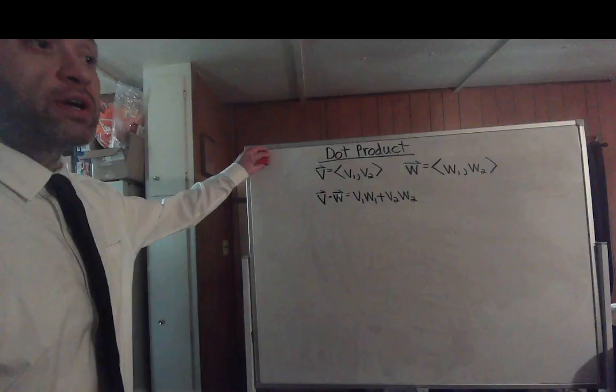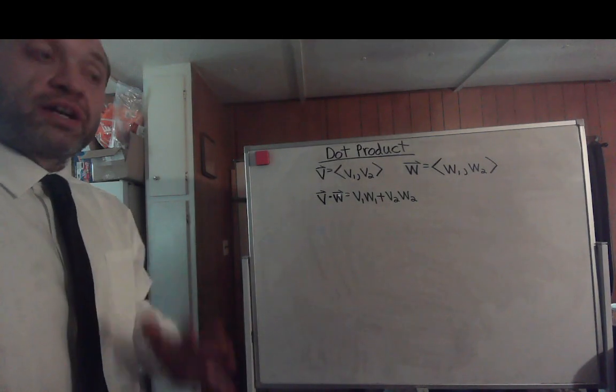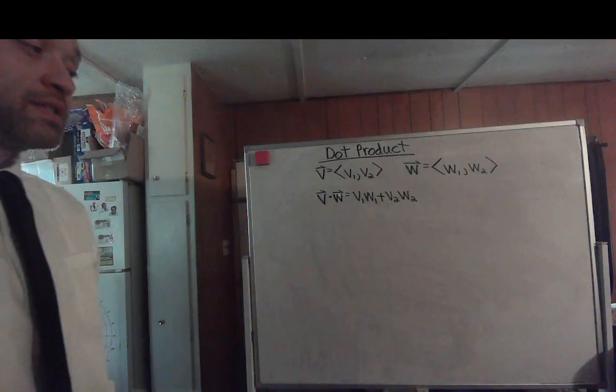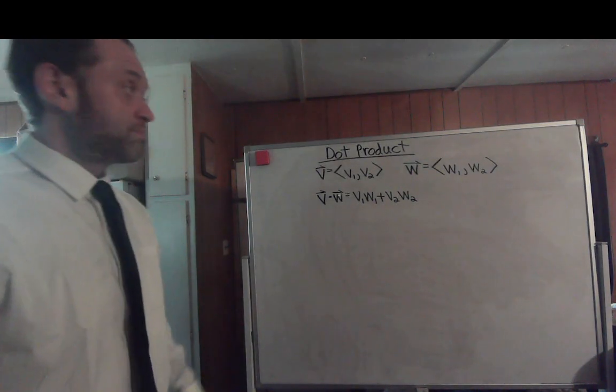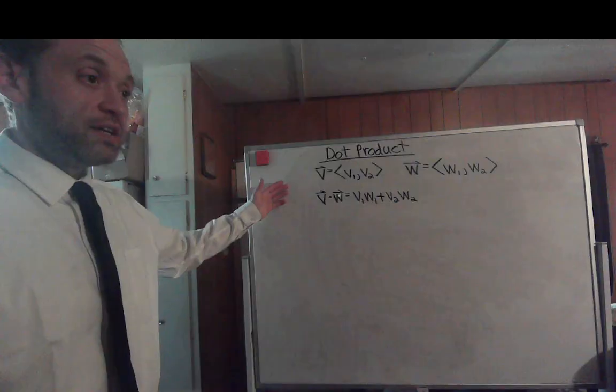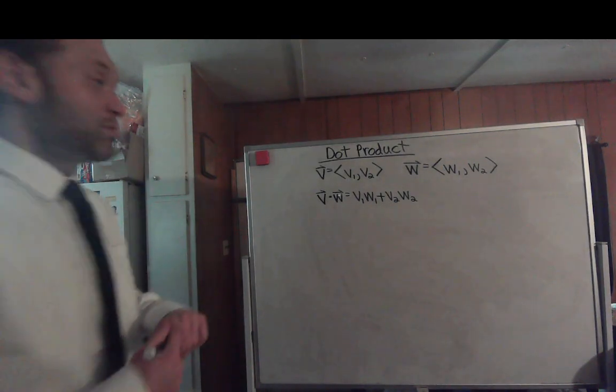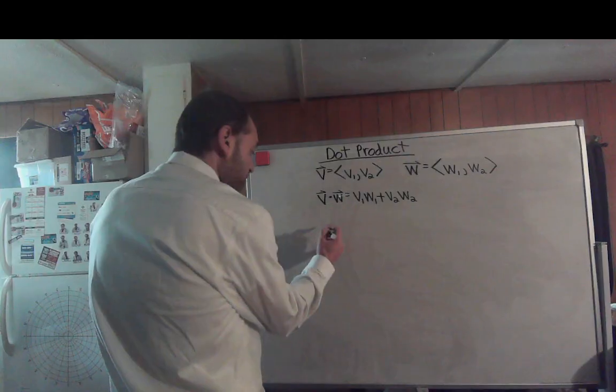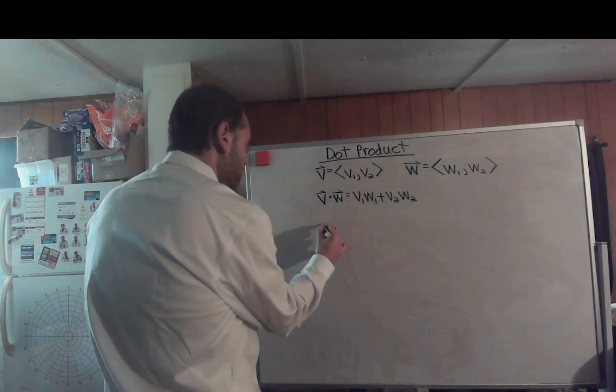So today we are going to talk about vectors and their dot products. First, we're going to talk about the dot product itself. So I want to clarify something here first before we go any further.